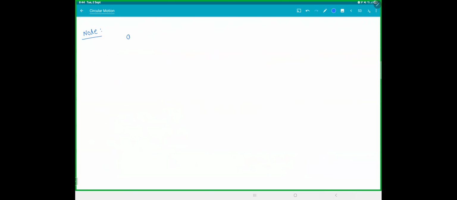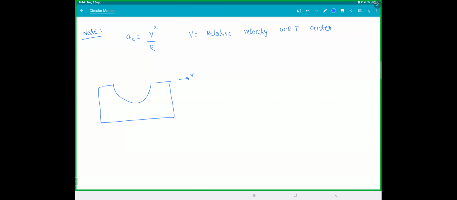So when you say centripetal acceleration a_c is equal to v square by r, what is this v exactly? This v is your relative velocity with respect to the center. For example, let's say you have a wedge like this, which is going with speed V1. And let's say inside the wedge, you have a block of mass M, which is going with V2. Here, V1 and V2 are velocities in the ground frame.